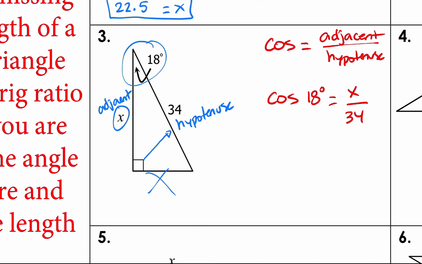So the opposite of dividing by 34 is multiplying by 34. So we cross that out. So x equals, again, 34 times cosine 18. Put that into your calculator. 34 times cosine of 18 degrees. Make sure your calculator is in degree mode. And you get 32.33, which is just 32.3.